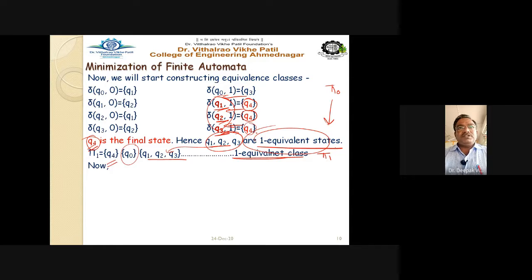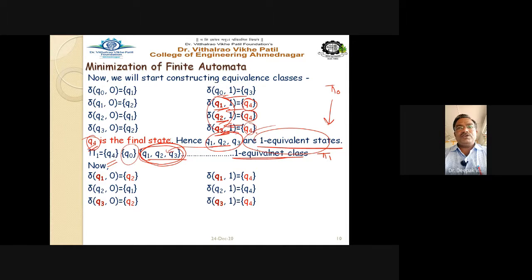Now for Q1, Q2, Q3, we have to write down the transitions, meaning we have to minimize Q1, Q2, Q3 by writing their transitions here: Q1 on 0, Q2 on 0, and Q3 on 0, as well as Q1, Q2, Q3 on 1. Now look carefully here. From the output side we have to always see, so Q2, Q1, Q1, Q2. So we have to consider Q2, this one, and Q4 is here, and Q4 is here.